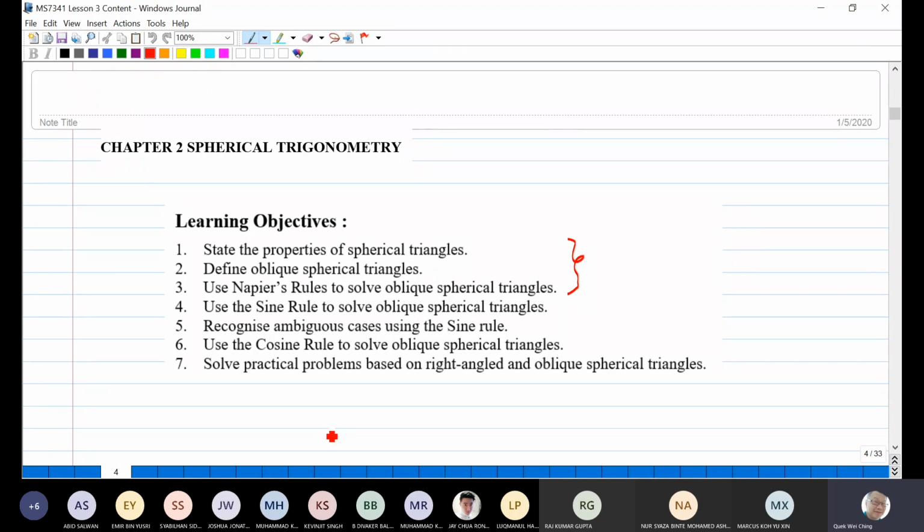So the first point is to introduce what a spherical triangle is, then what the properties are, and then follow up with one example. And we are going to use Napier's rule to solve this triangle.